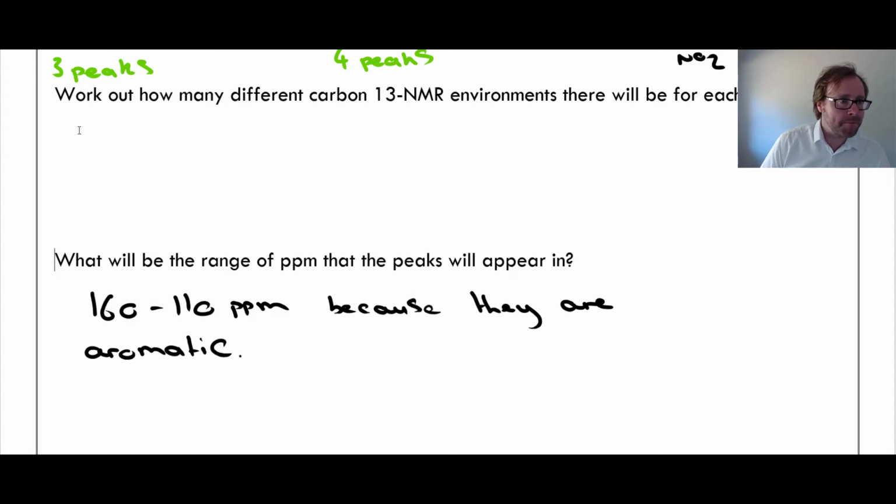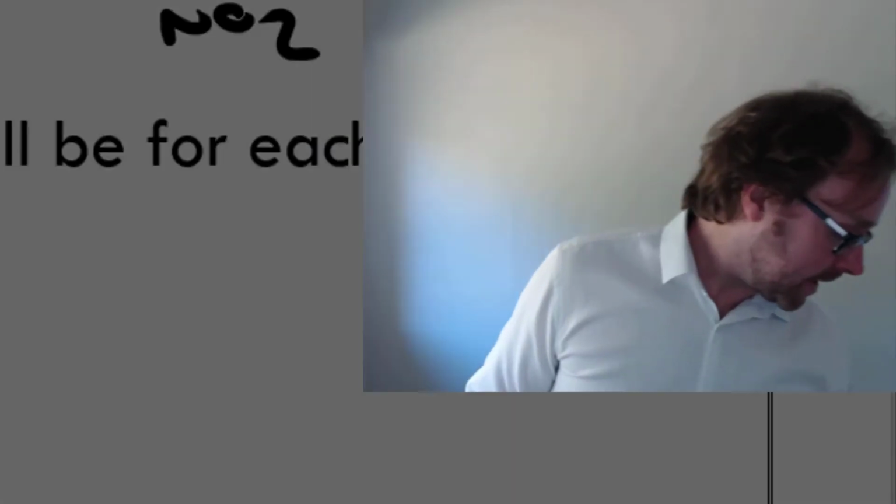Okay, right. I hope that was useful. We will be going on to proton NMR as well. So carbon-13 NMR isn't too bad if you keep practicing. And proton NMR is our next video that we'll be doing on spectroscopic techniques.